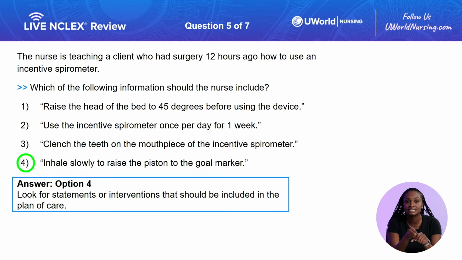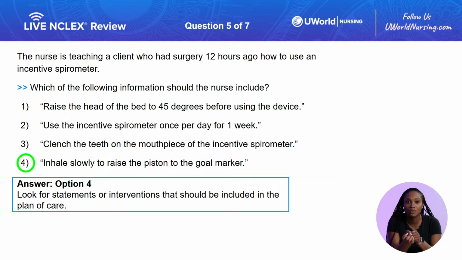Option 2, use the incentive spirometer once per day for 1 week. Again, when you're looking at timing in the answers, you have to be very certain that it is correct. With this one, it is not correct because you want to do this more often than once a day for 1 week. That's not going to be as effective. We usually encourage them to do 5 to 10 times every hour while they're awake. So that's significantly more than once a day for 1 week.